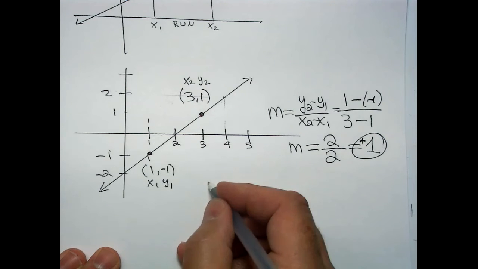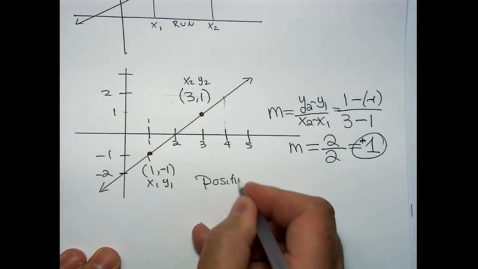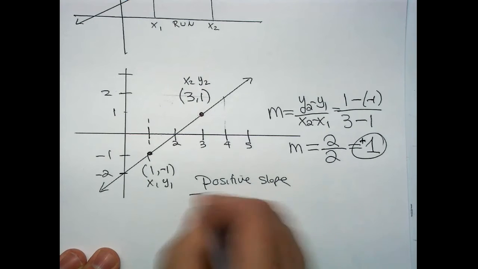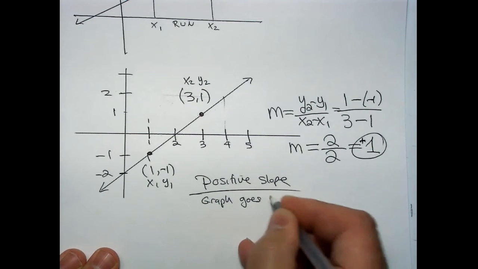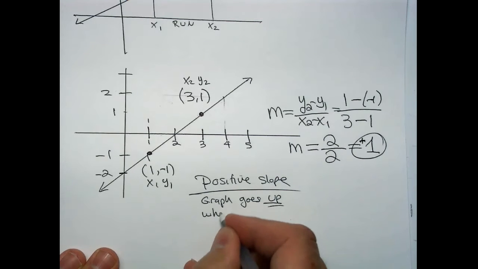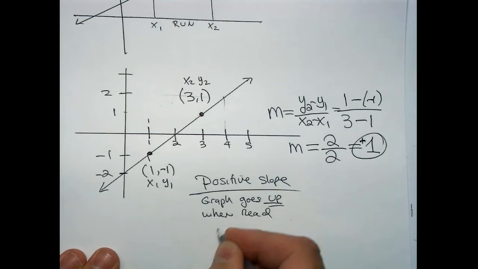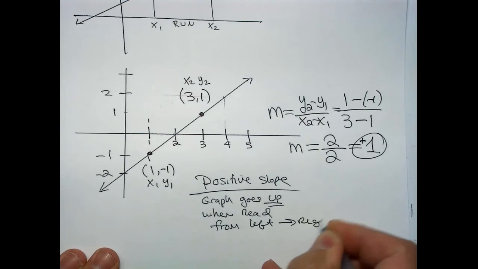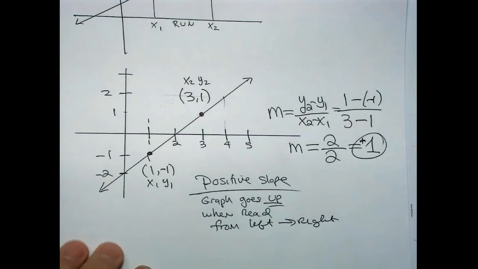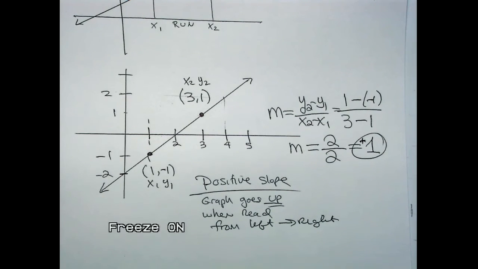And when the slope is positive, a positive slope, your graph goes up, when it's read from left to right. And naturally, this graph definitely goes up. Let's look at a graph that has a negative slope.